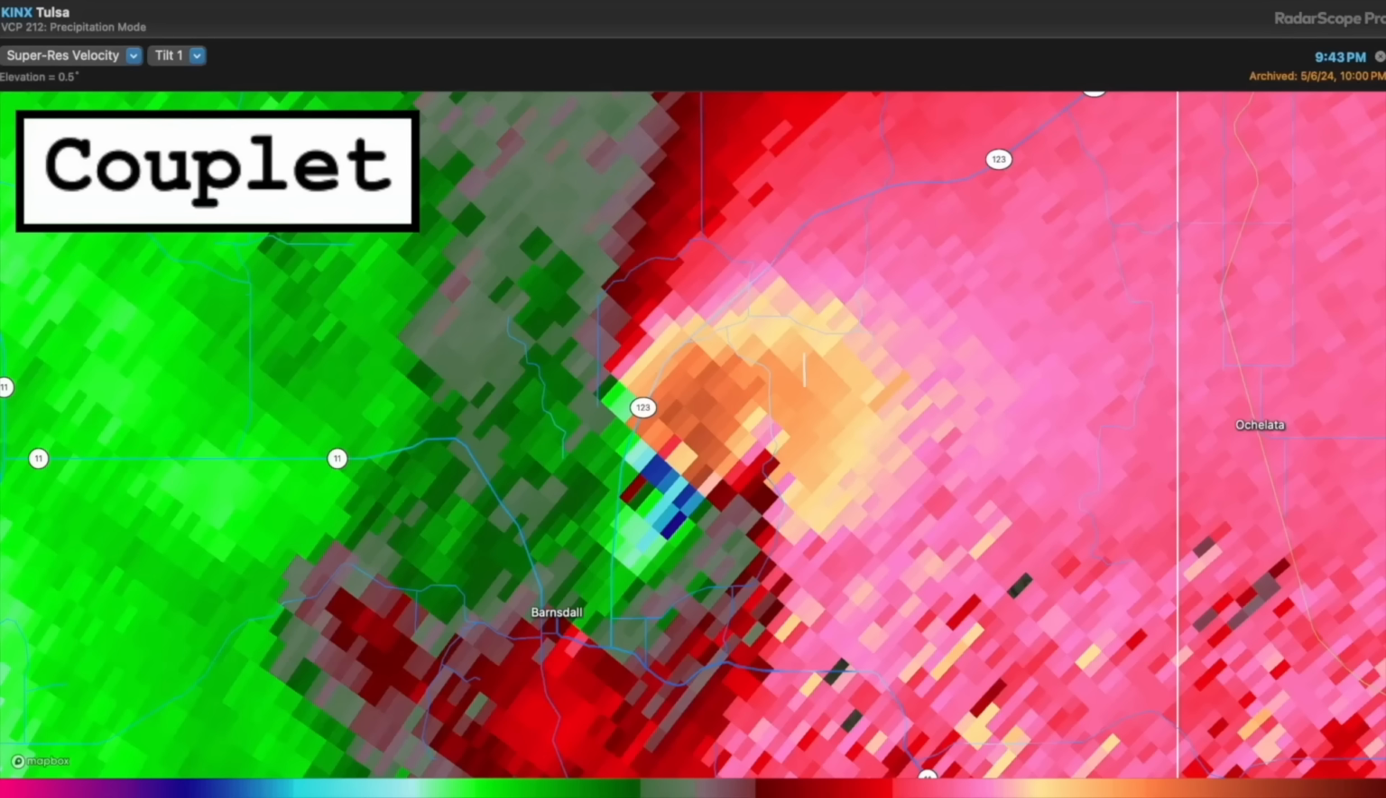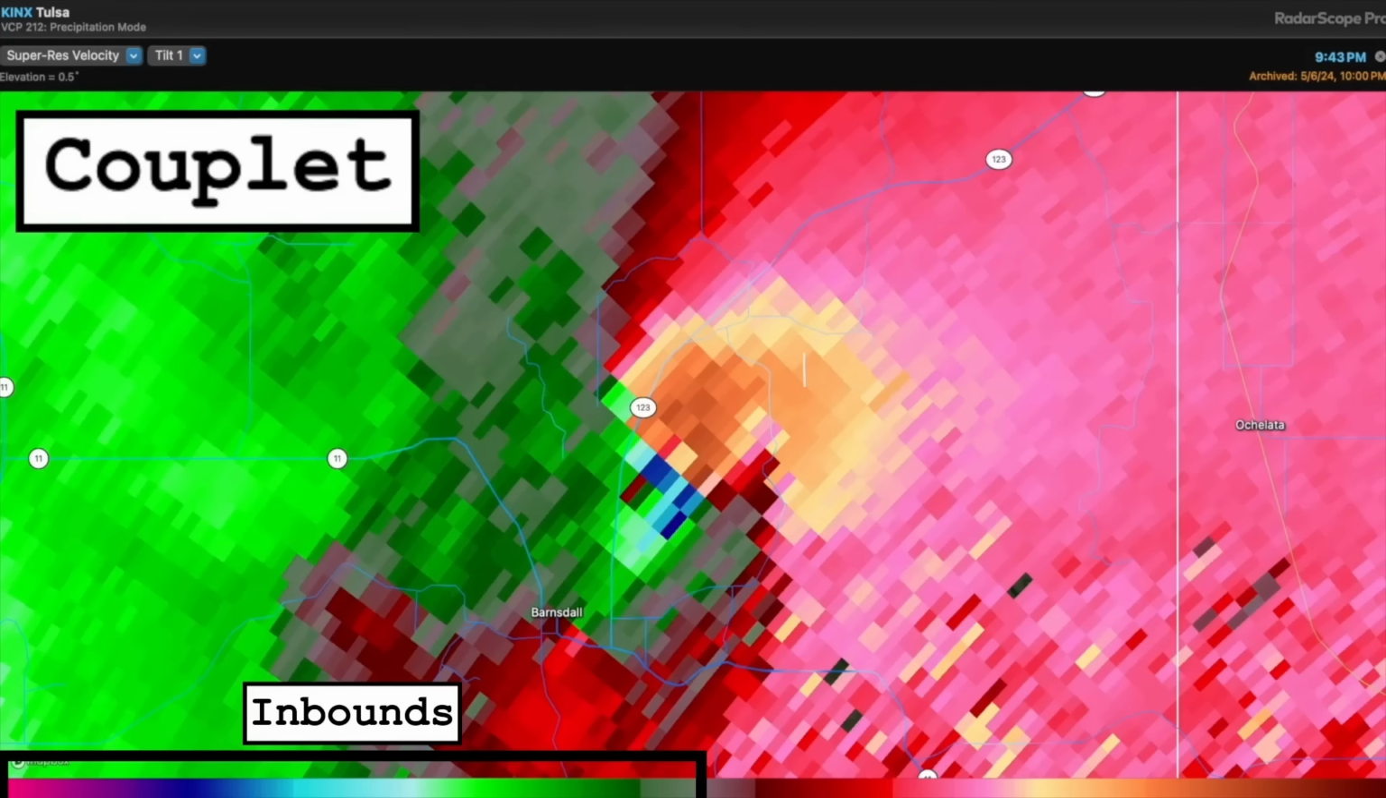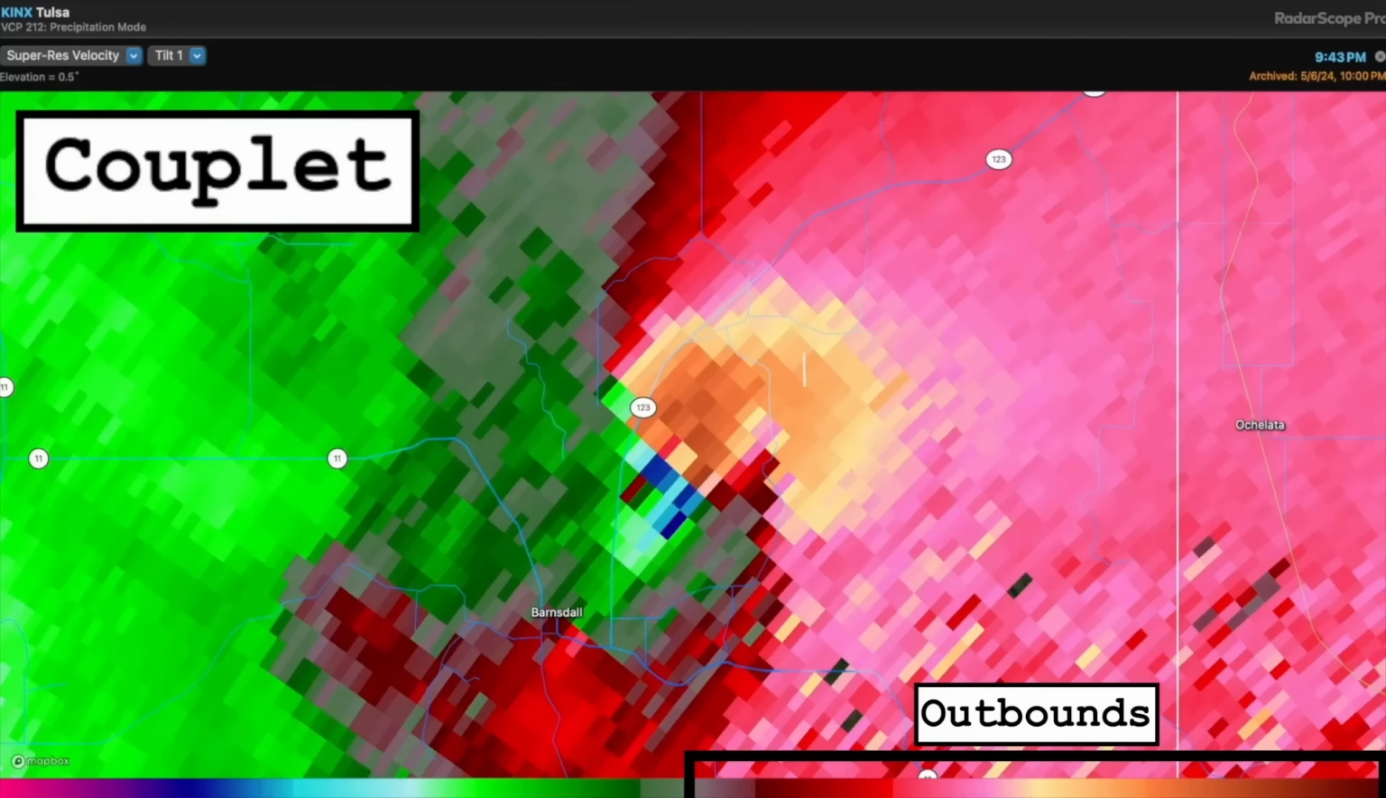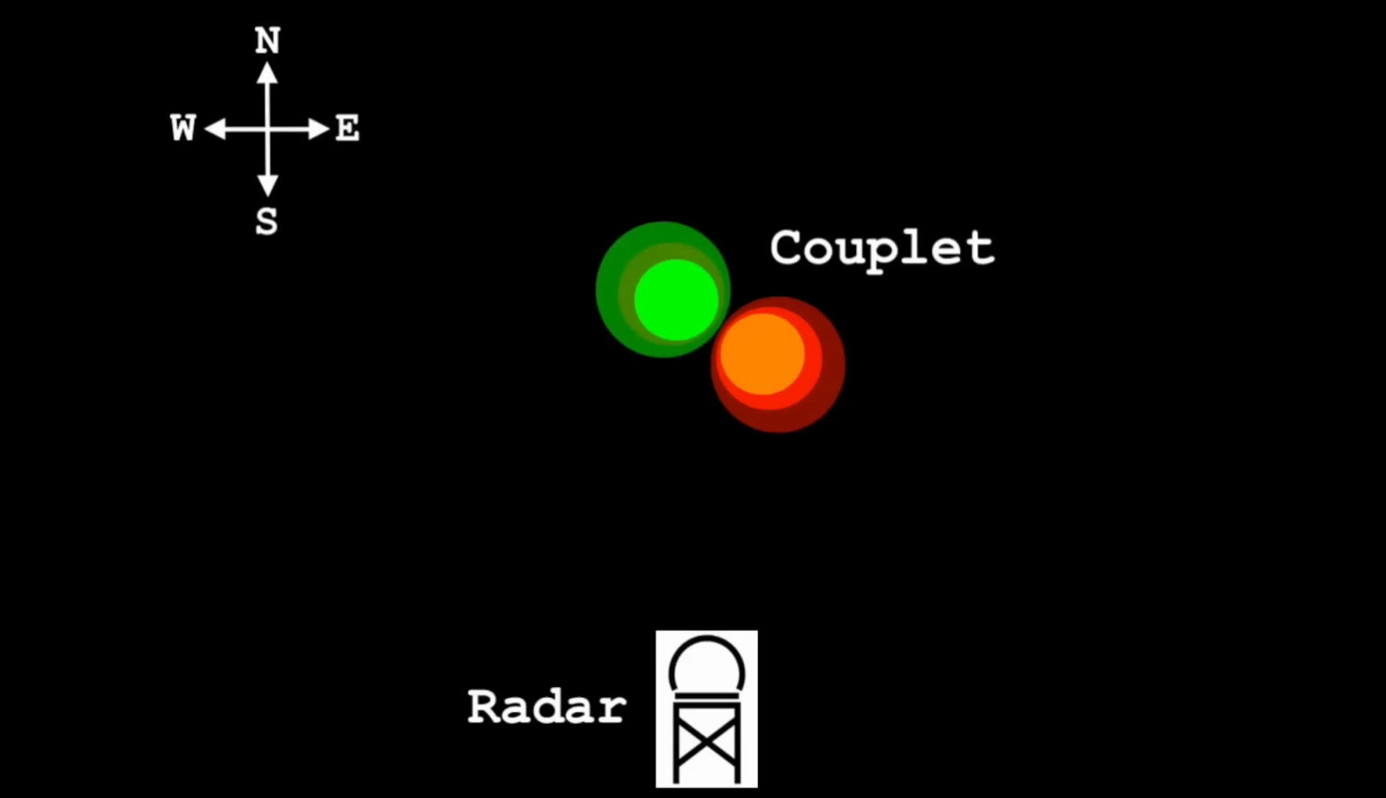Just a quick refresher: inbound velocities, which indicate particles moving toward the radar, are represented by greens, blues, and pinks, while outbound velocities indicate particles moving away from the radar and are represented by reds, oranges, and browns. When analyzing shear signatures, it's critical to know where the radar is located with respect to the couplet itself. In all of the upcoming examples, let's assume that the radar is located at the bottom of your screen, i.e. due south of the feature of interest.